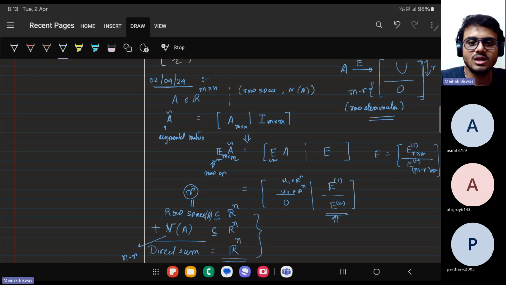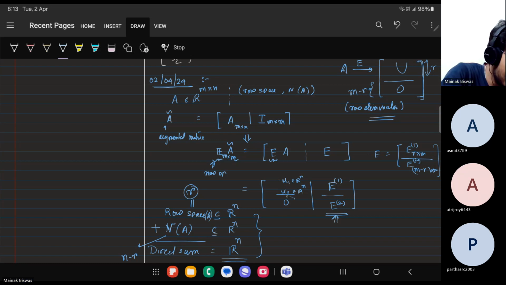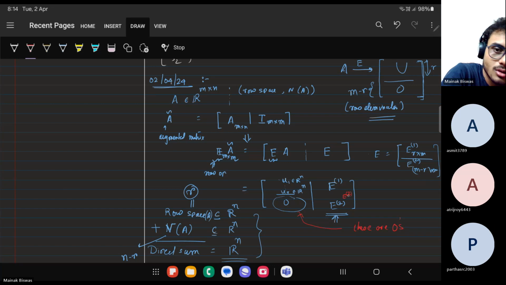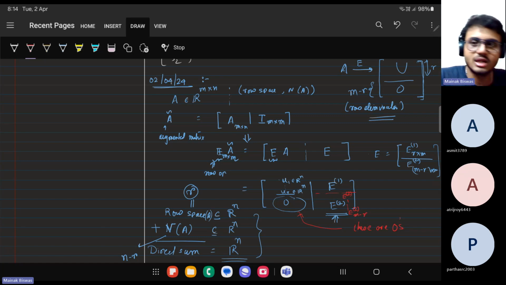What happened? What is the problem? So these rows, what did they become? What are these zero rows? These are zeros. So what does it mean? E2, the rows 1 to m minus r of E2. What will this be? E2 into E into A. What is it?